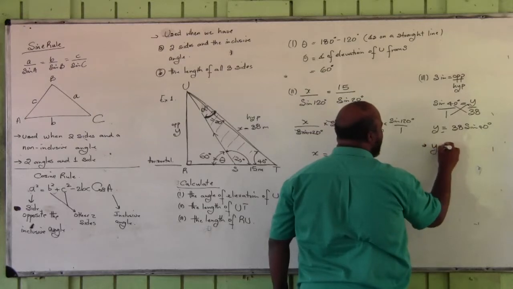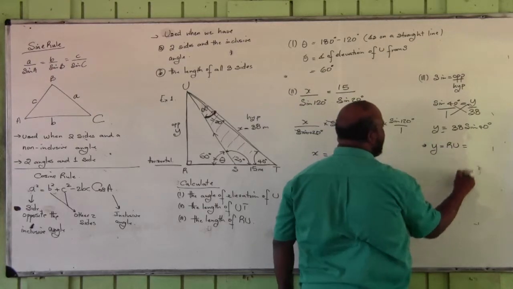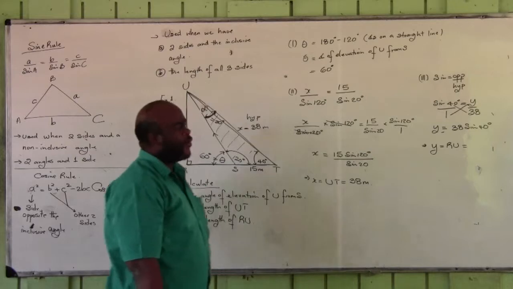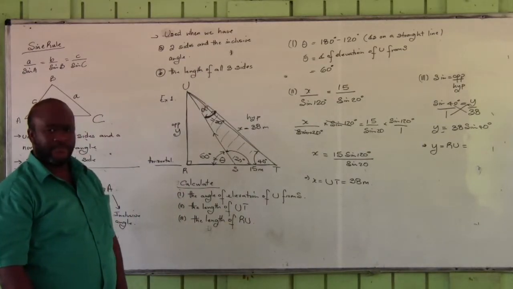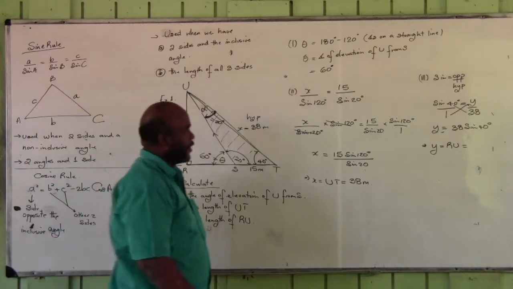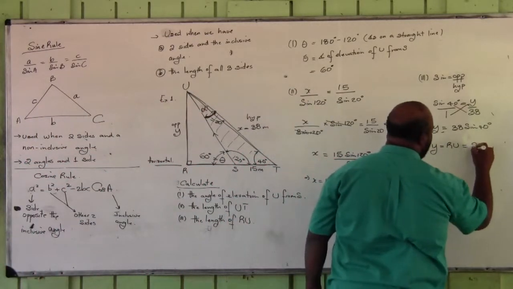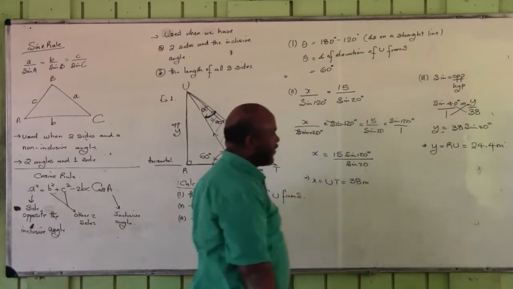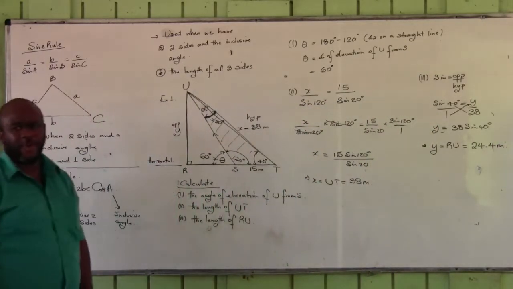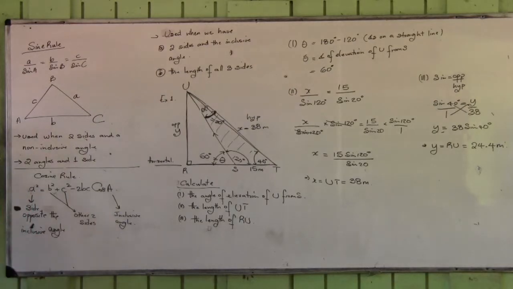Therefore, y, which is RU, is equal to, use a calculator, 38 sine 40, which is 24.4 meters. The length of RU is 24.4 meters.